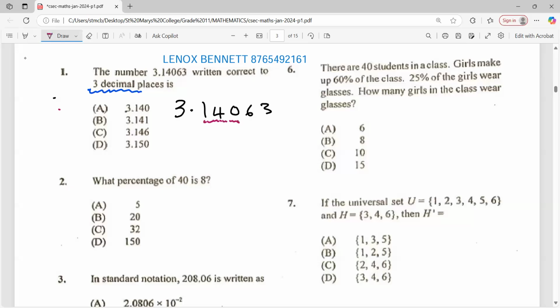So what answer will come? We're going to stop here, but we have to look at the fourth digit. If this digit is 5 and over, we add 1. If it's 4 or less, we drop it off. All right, so the final answer would be 3.141, because we added 1 to the 0, because this number here is 5 or greater. So our answer would be B.